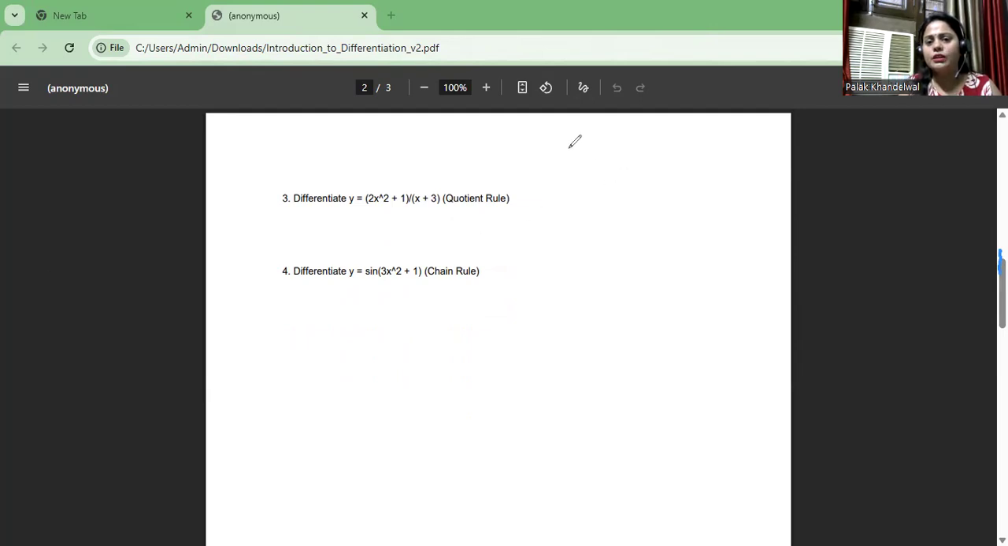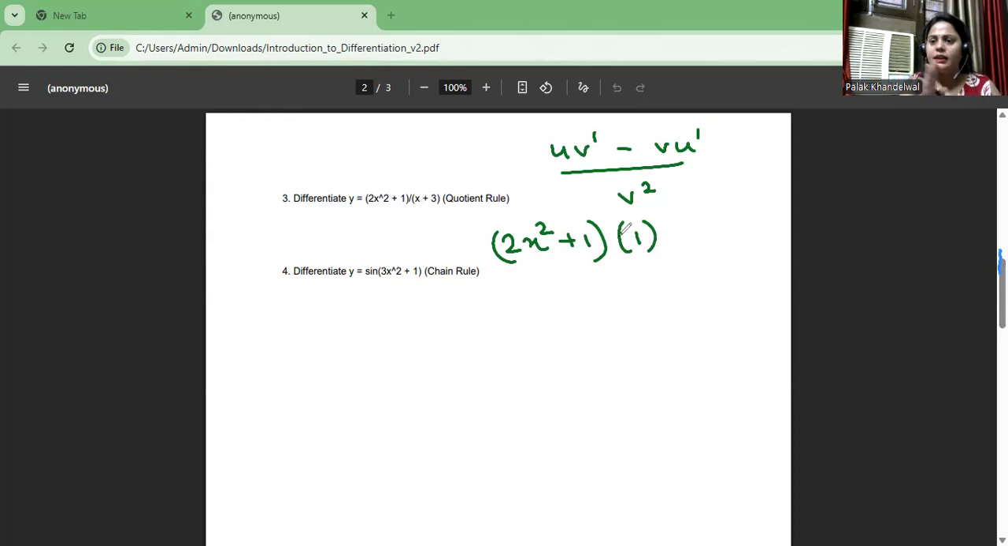The formula will be u, differentiation of v minus v, differentiation of u, divided by v square. This is the formula that we are going to use here. So let's see. What is u? u is 2x square plus 1. Differentiation of v, what is the differentiation of x plus 3? Obviously 1. Differentiation of x is 1 and 3 being constant would be 0.